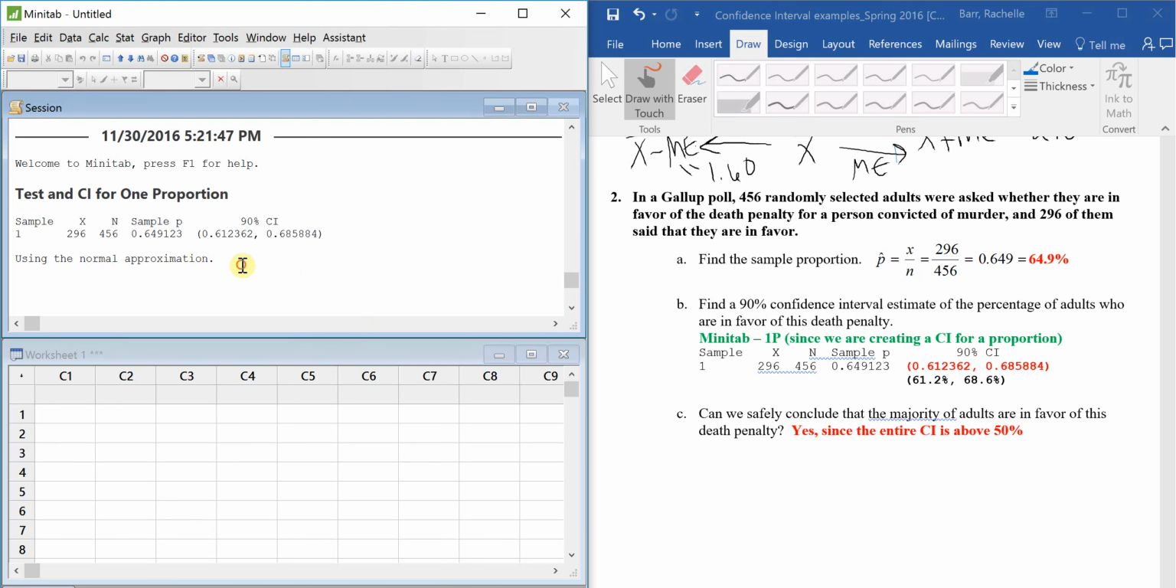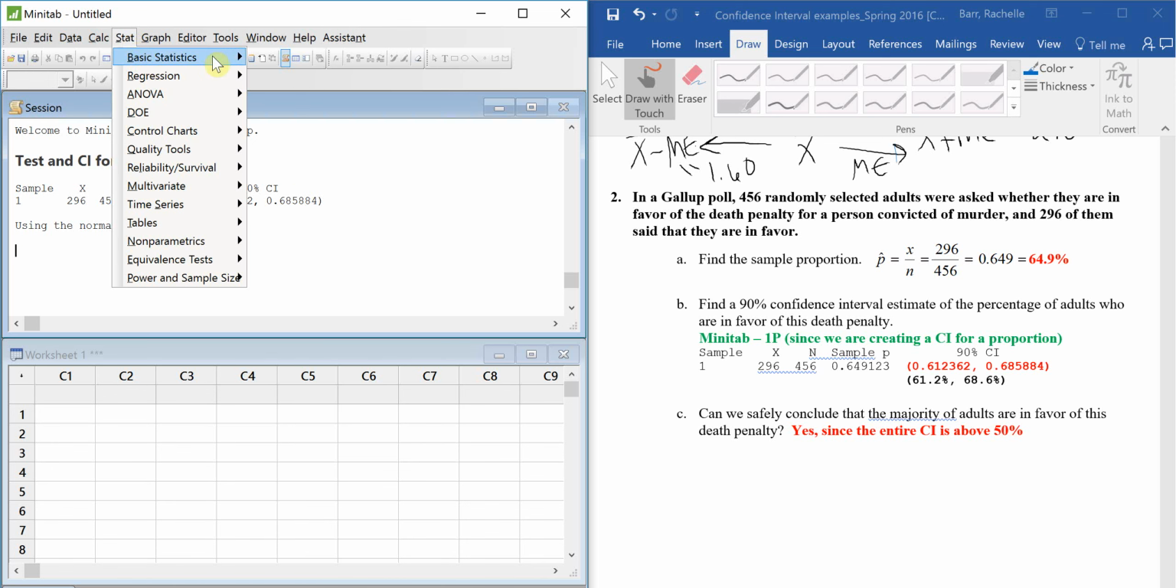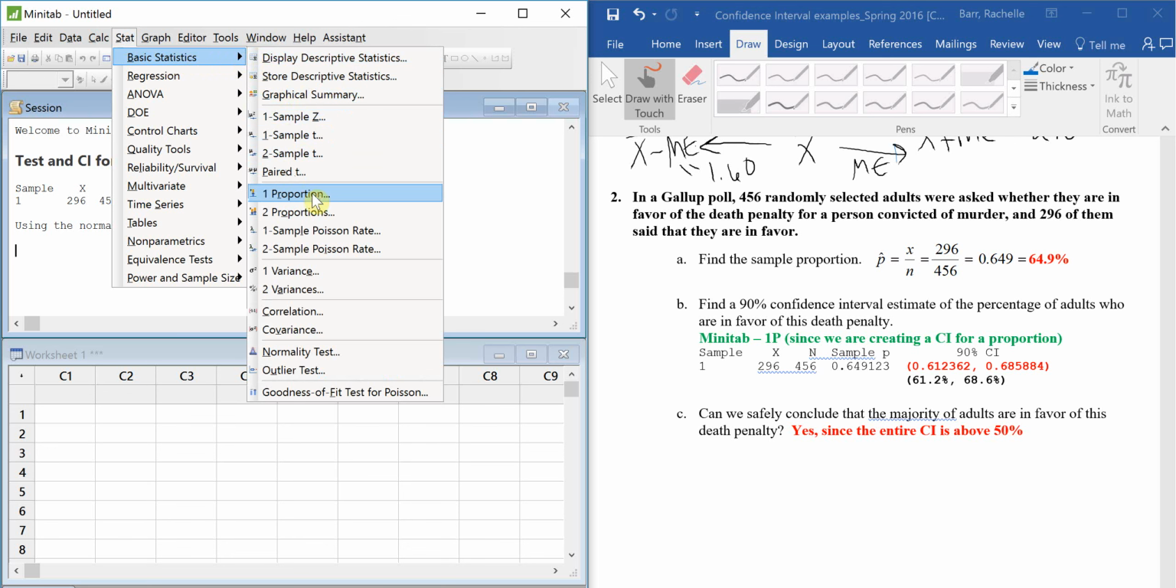And it's going to come up with this lovely proportion. So notice this is the same thing as what I have in the answer in the Word document. Make sure you follow along with these steps. So again, that's Stat, Basic Statistics, and then One Proportion. Yay!